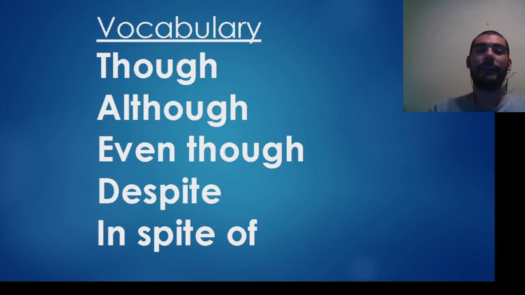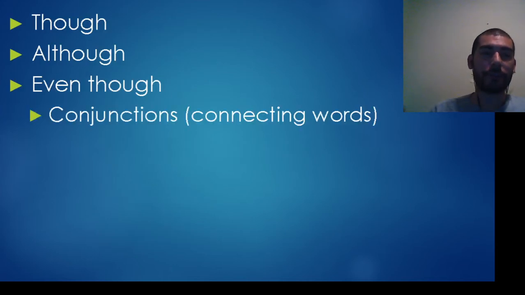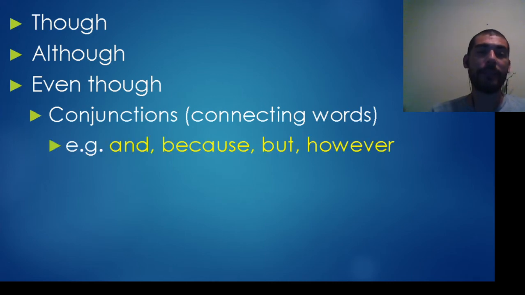This is Augustine. In this lesson, we're going to look at the difference between though, although, and even though, and despite and in spite of. Let's start by looking at though, although, and even though. So these three words are conjunctions, right? Connecting words. And some examples of conjunctions are the words and, because, but, and however.